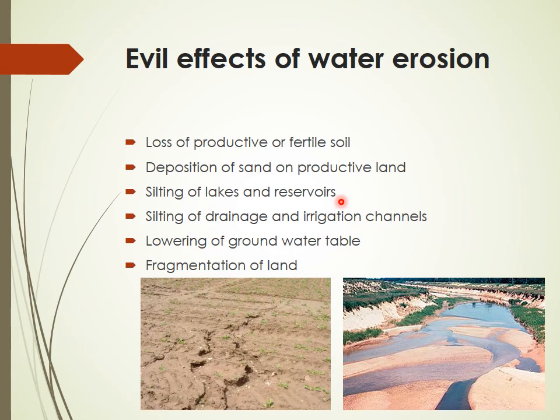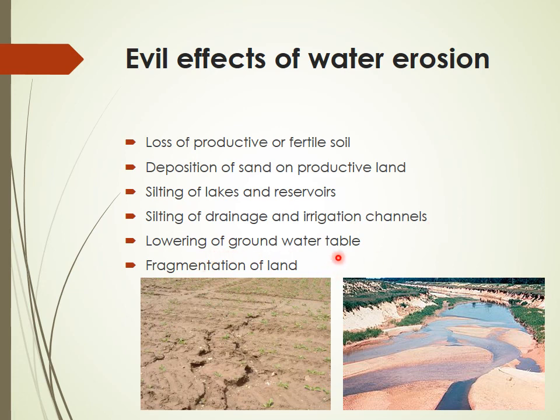Then silting of lakes and reservoirs. Silting is the deposition of sand or eroded particles in the lake. If eroded soil from somewhere is deposited here, it will reduce the capacity of the lake as well as reservoirs. This is also a problem. Then silting of drainage and irrigation channels. When erosion takes place, soil will be deposited in irrigation or drainage channels. Then the flow in the channels will be stopped. It is again a drawback.